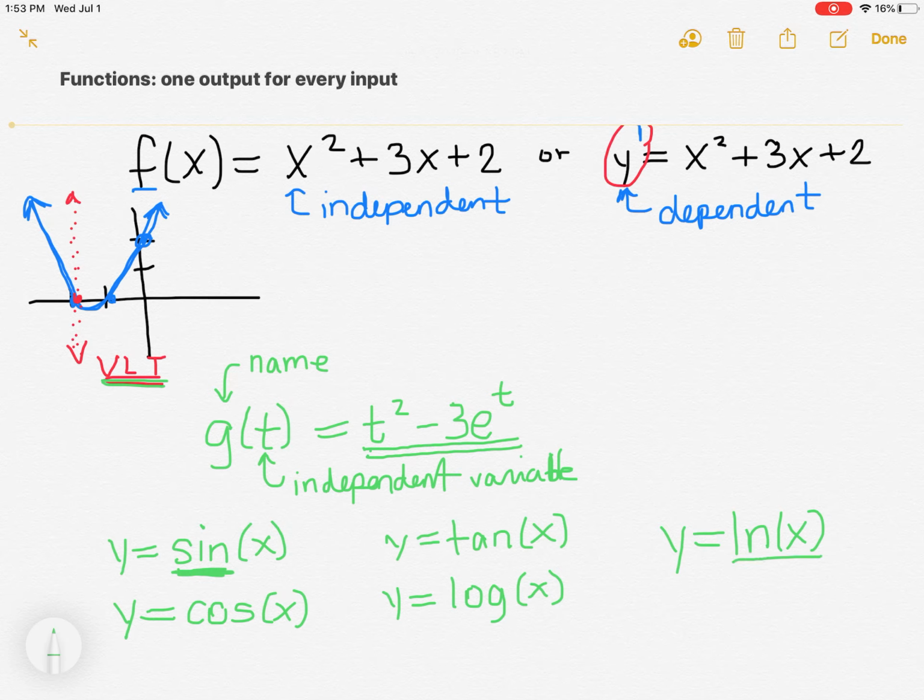So these are celebrity functions, and instead of giving them simple names like f of x or g of x, we actually have given them kind of short words, abbreviations, and I want you to be able to recognize those comfortably.